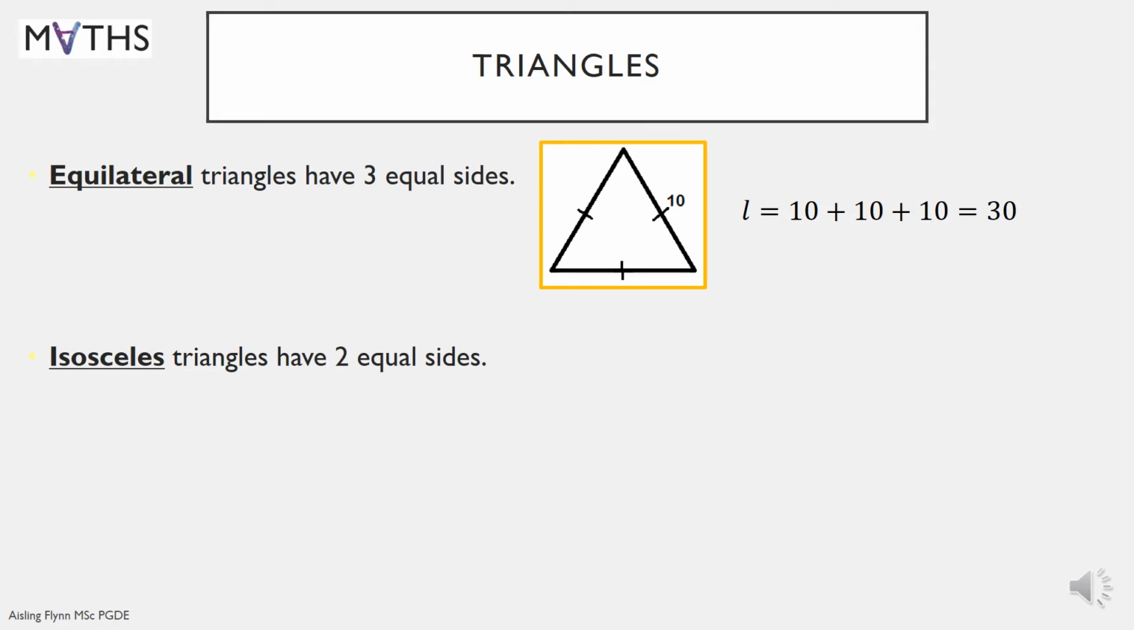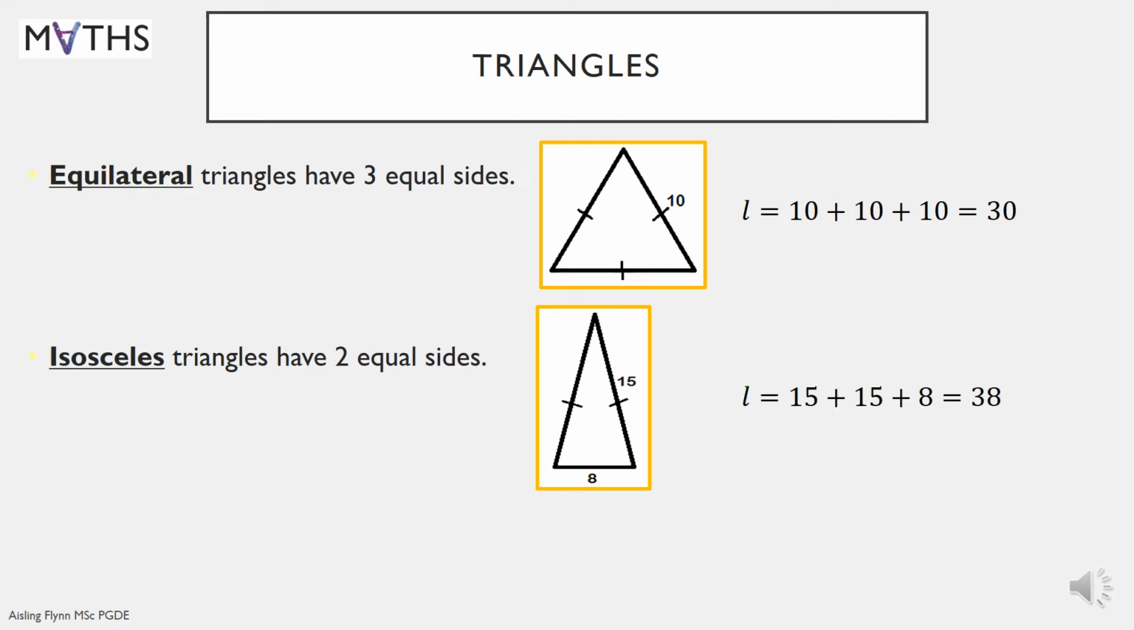Isosceles triangles have 2 equal sides, such as this one. It has a base of 8 and 2 sides of 15, so its perimeter is 38. And the markings indicate that the sides are equal.